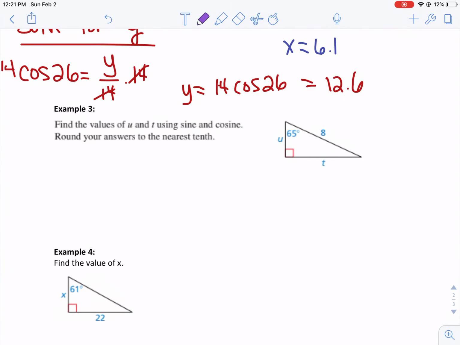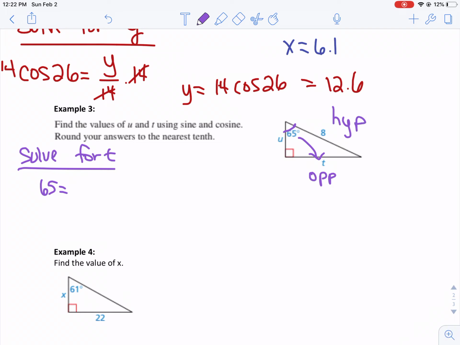You don't necessarily have to use sine and cosine, but they're not going to give you the adjacent or the hypotenuse. So you're not going to be able to use tangent because tangent needs both of those. So you're going to have to use sine or cosine. So we have 65 degrees over here. So let's say I want to solve for t first. So if I'm solving for t, I'm going from 65 degrees, and I'm going opposite, which is t, over my hypotenuse.